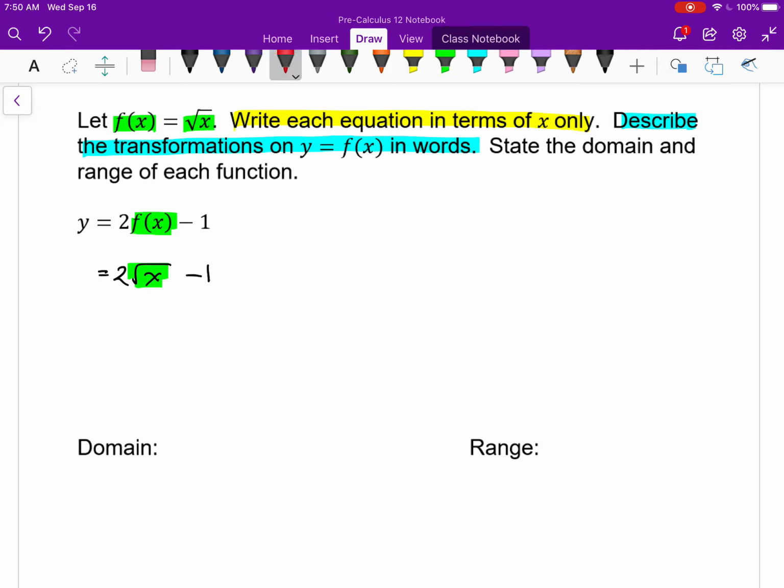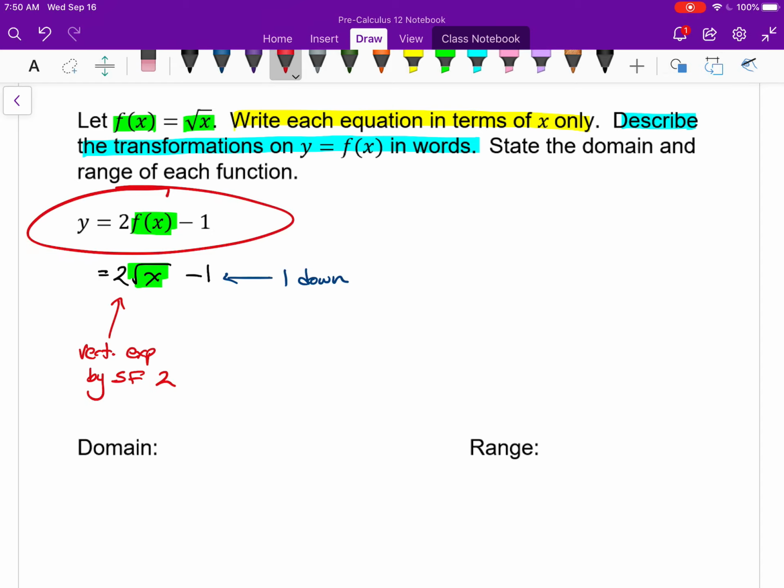So what are the transformations? Well, I can see the transformations in either of these equations. That 2 represents a vertical expansion by a scale factor of 2. And this minus 1 out here, which I can also see in the first equation, represents a vertical translation 1 down. I can see both of those transformations in either equation, either in function notation, which is probably more obvious, and directly relates to what we saw in Chapter 1, whereas this is specific to radical equations.